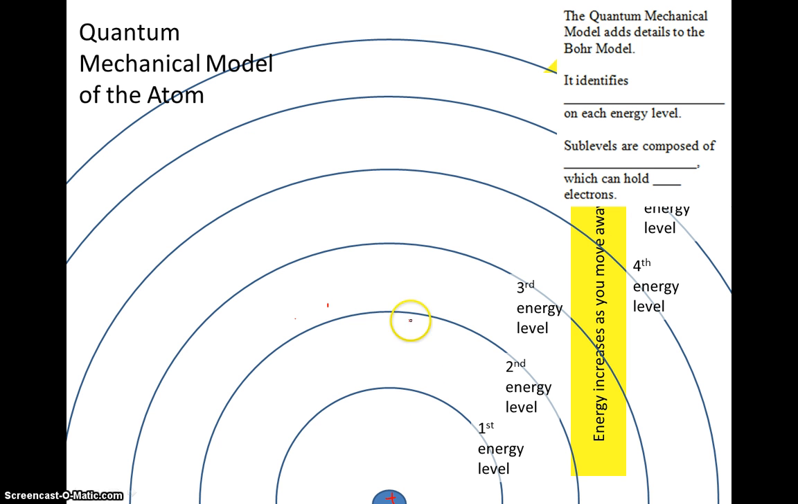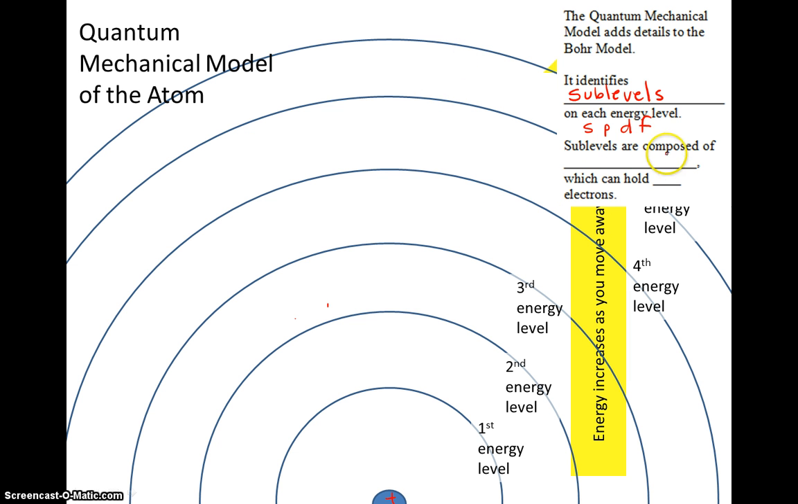We still believe what Bohr found, that there are these energy levels and that electrons have to exist in the energy level. They can't be in between. But what the quantum mechanical model does is identifies sub-levels on each of these energy levels. There are 4 different types of sublevels. There's S, P, D, and F. And each energy level has a specific type of sublevels.